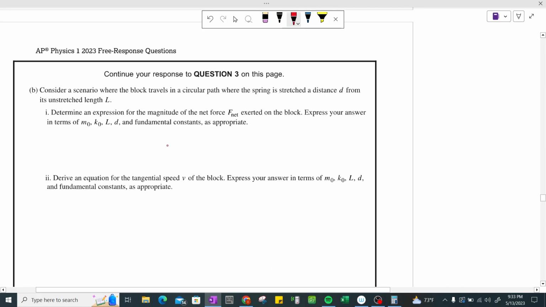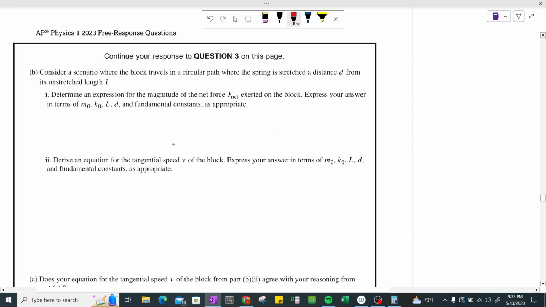Oh, and then on here, here's where I actually get the equations. Consider a scenario where the block travels on a circular path with the spring stretched to distance d from its unstretched length L. We want to know the net force exerted.